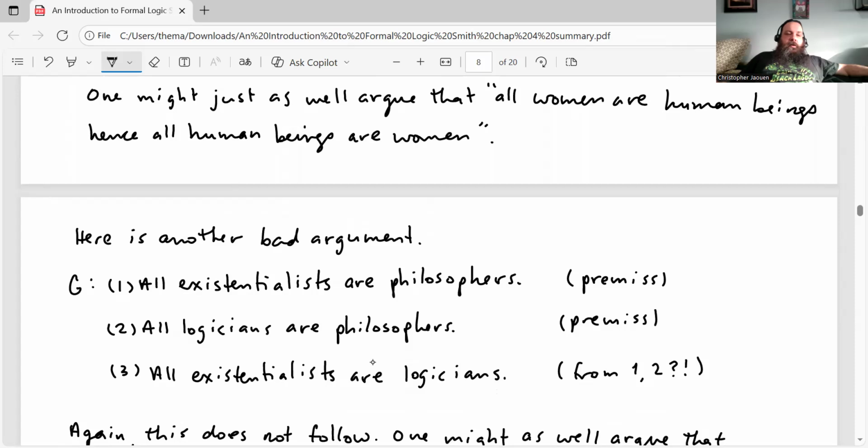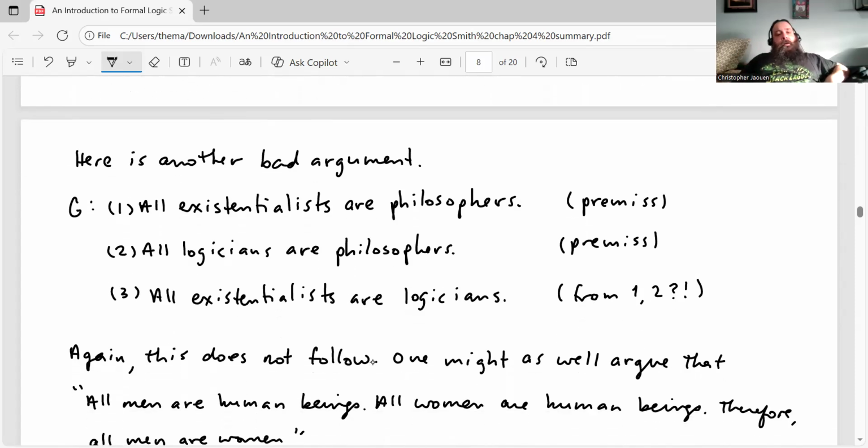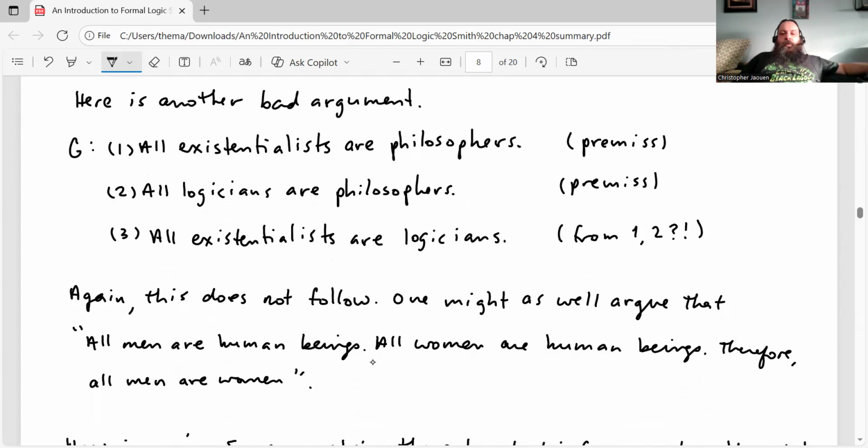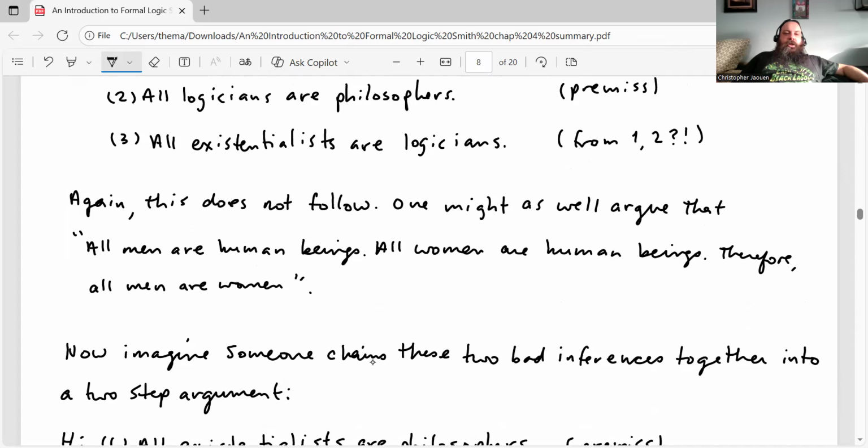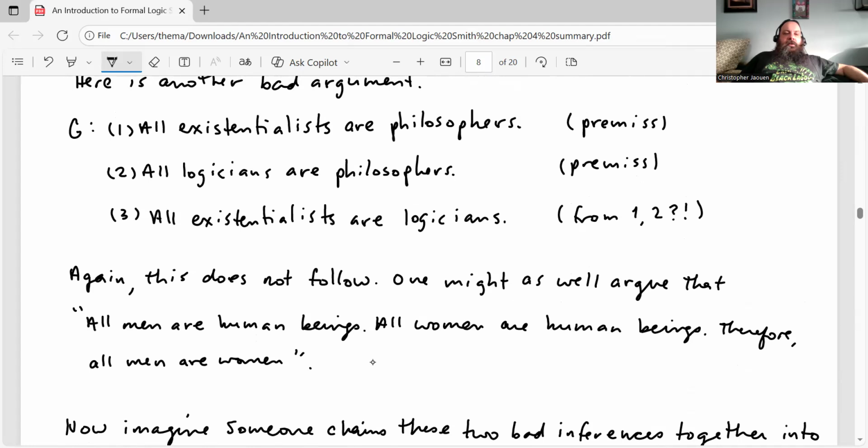Right, here's another bad argument, which the author calls G. Premise one, all existentialists are philosophers. Premise two, all logicians are philosophers. And proposition three, all existentialists are logicians, is inferred, in quotes, from one and two. This is, again, a bad inference. This does not follow. One might as well argue that all men are human beings, all women are human beings, therefore all men are women. So this example here is an instantiation that invalidates this inference pattern.